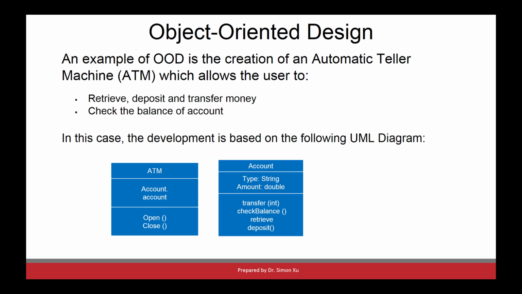Suppose we are asked to create an ATM machine which allows users to retrieve account information, deposit money, transfer money between accounts, and check balance. Based on the requirement specification description of the system, we could try to find all the nouns, which are potential classes. And then we can find those verbs which represent the behavior of the classes. And then we can use the class diagram to denote each class and the relationships.